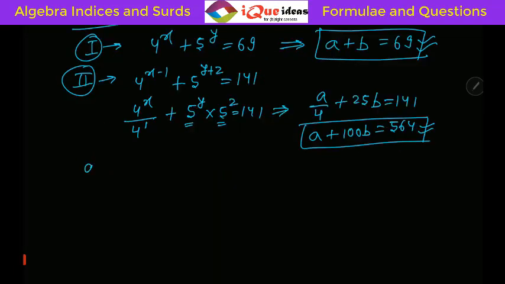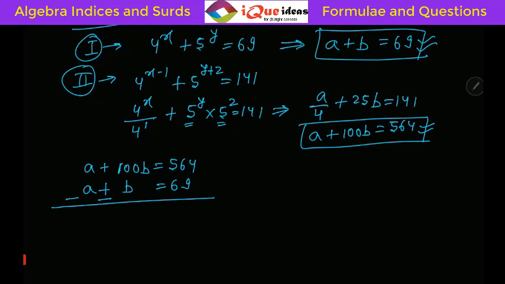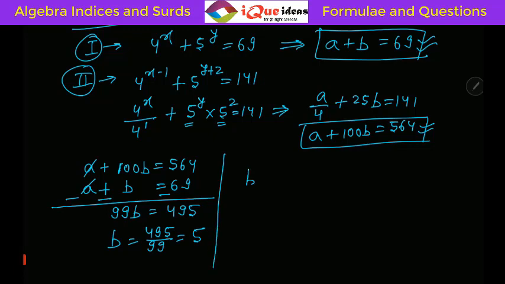So I write the equations again. The second equation first: a plus 100b is equal to 564. And the first equation is a plus b equal to 69. Let's do the simple subtraction. So a gets cancelled. 100b minus b is 99b, and 564 minus 69 is 495. And you can clearly see that b will be equal to 495 divided by 99. That gives us 5. So we have b equal to 5.